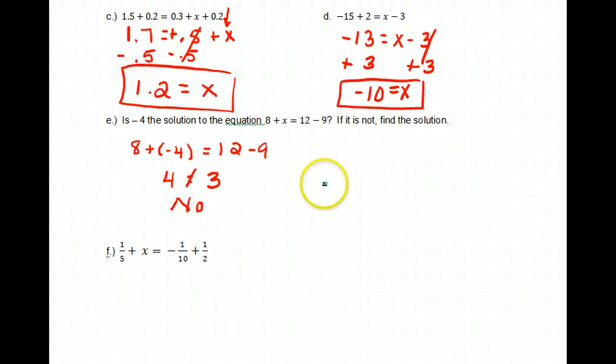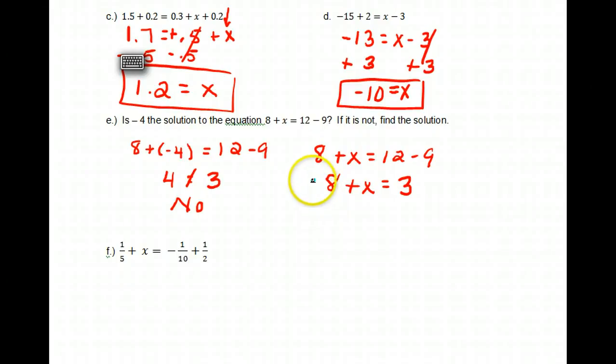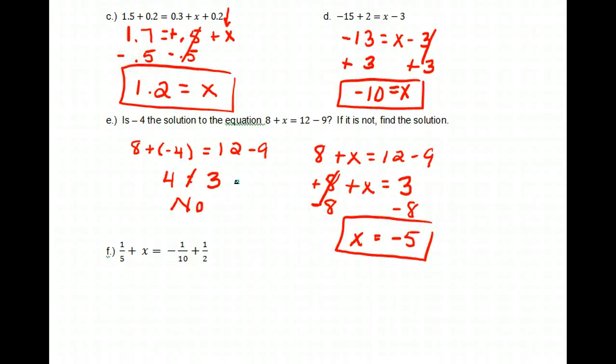Since that is not a true statement, we were asked to go ahead and find the solution. So they're asking us to solve the equation. I'm going to start by combining my like terms on the right-hand side. 12 minus 9 is 3. What kind of 8 do I have? Is it a positive 8 or a negative 8? Well, it's a positive 8. Since it's a positive 8, I will undo a positive with a subtraction. 8 minus 8 makes 0. That leaves me with x equals 3 minus 8, which is negative 5. And there we have it. That is the solution to letter E.